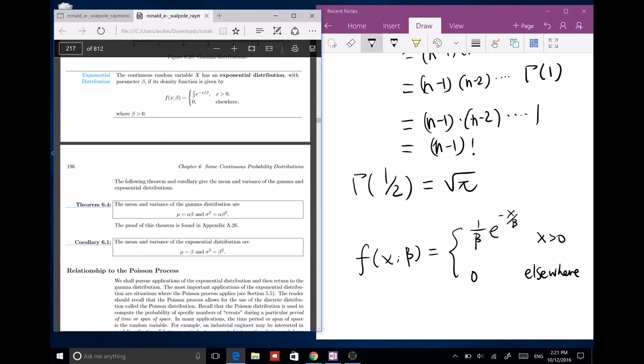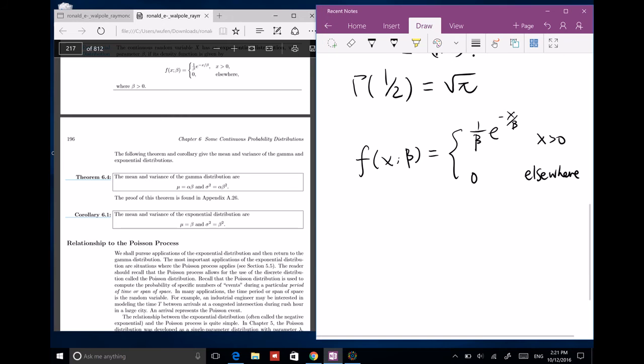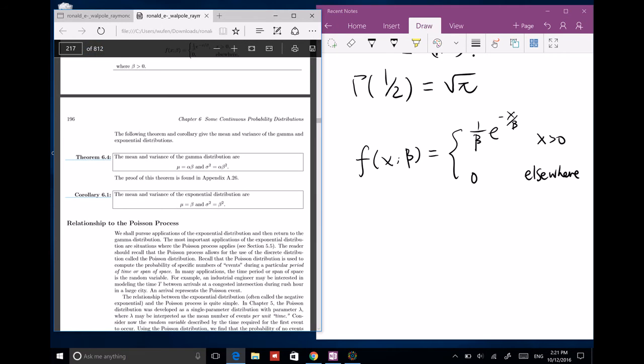Okay. The exponential distribution, we use it more often. We use it a lot. There is a relationship between the exponential distribution and the Poisson process. In the previous chapter we discussed that the Poisson distribution is a discrete distribution. The exponential distribution is a continuous distribution.